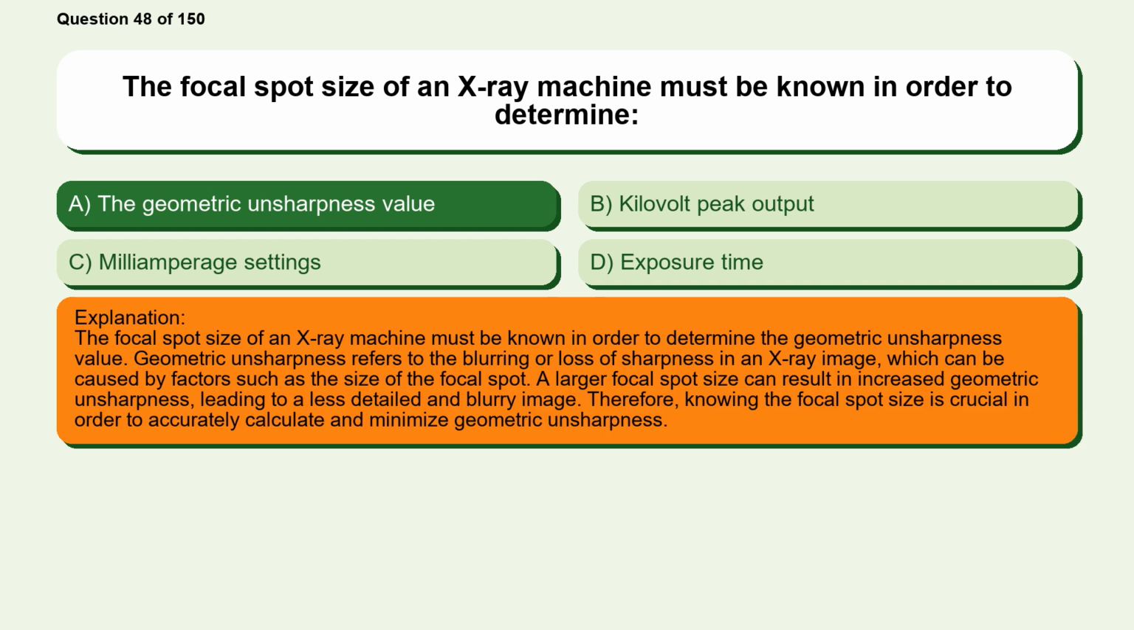The focal spot size of an X-ray machine must be known in order to determine the geometric unsharpness value. Geometric unsharpness refers to the blurring or loss of sharpness in an X-ray image, which can be caused by factors such as the size of the focal spot. A larger focal spot size can result in increased geometric unsharpness, leading to a less detailed and blurry image. Therefore, knowing the focal spot size is crucial in order to accurately calculate and minimize geometric unsharpness.